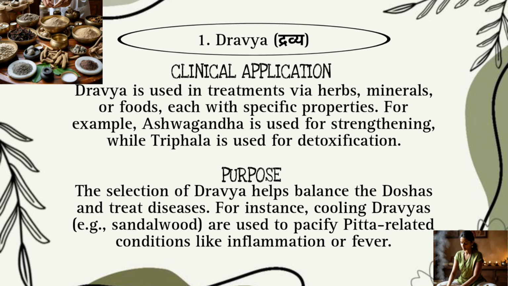Clinical application. Dravya is used in treatments via herbs, minerals, or foods, each with specific properties. For example, ashwagandha is used for strengthening, while triphala is used for detoxification. Purpose. The selection of dravya helps balance doshas and treat diseases. For instance, cooling dravyas, for example sandalwood, are used to pacify pitta-related conditions like inflammations or fever.